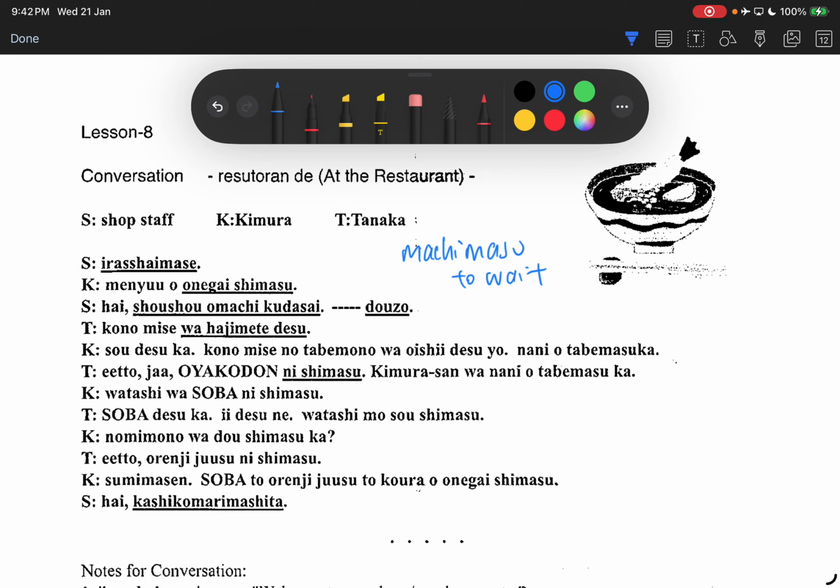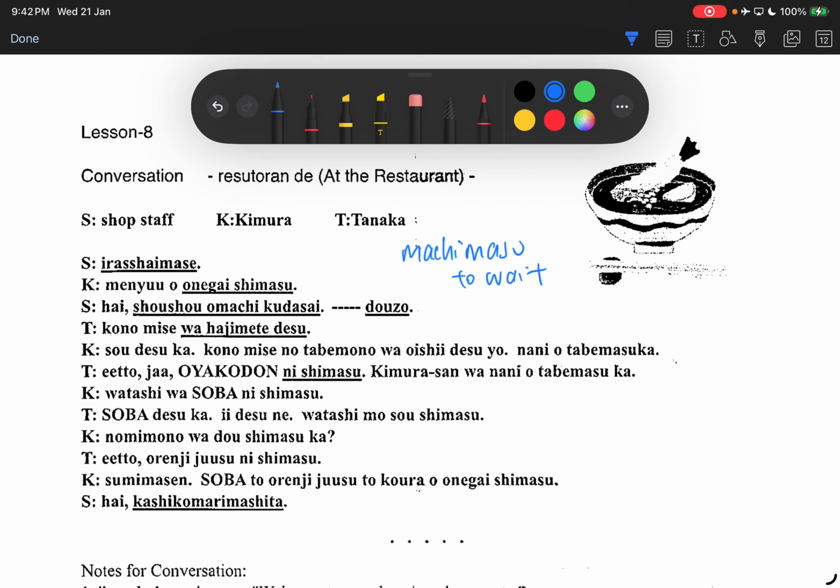Right? So we remove the mas and then we just keep the word machi. Then we put a polite particle o in front. Then we add the shou. It becomes a very polite version of chotto matte. Chotto matte kudasai just becomes very polite. Shou omachi kudasai. So it's basically chotto matte but at a very high level, honorific, polite level. Service level of politeness here. Shou omachi kudasai. Douzo.